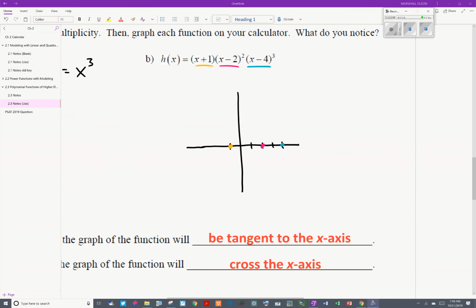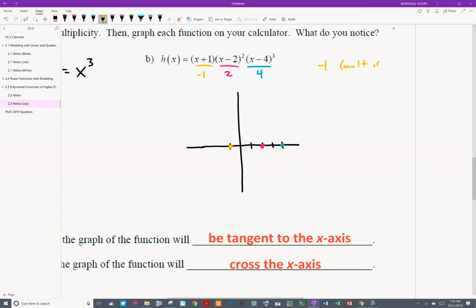All right, so I have my zeros plotted already. Our zeros are going to be -1, 2, and +4. I suppose I should list here what their multiplicity is. -1 has a multiplicity of 1. 2 has a multiplicity of 2. And the 4 has a multiplicity of 3.